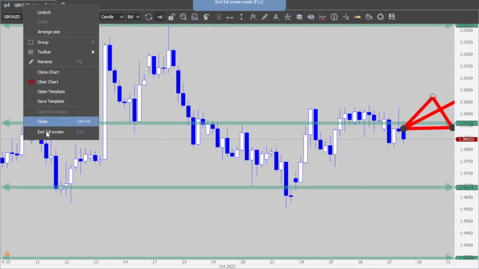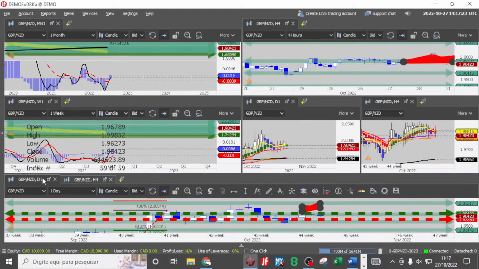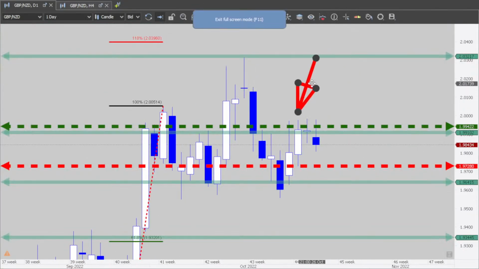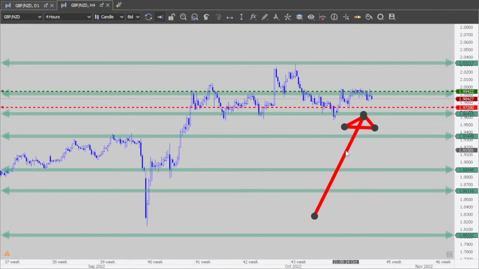So 4-hour time frame, not in here, daily in here. Everybody, is Mattia's stop loss in the right place? Yes or no?